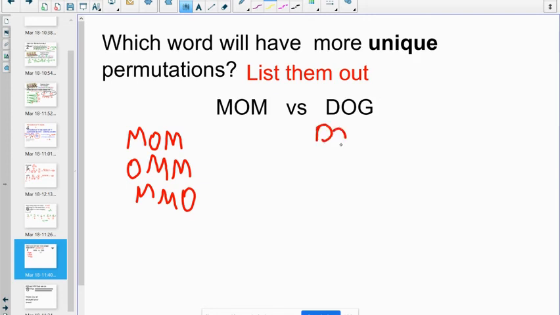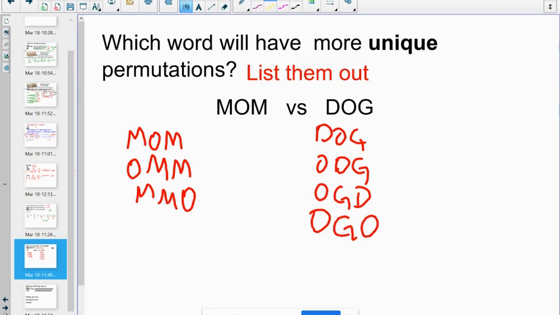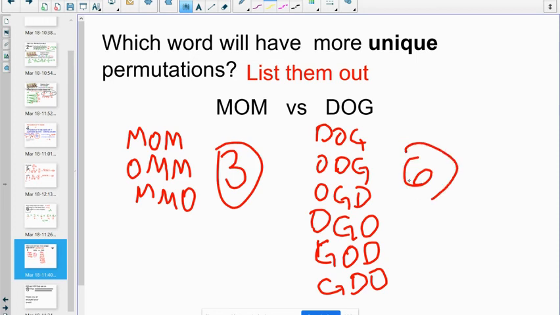Now dog, we can have DOG, ODG, OGD, DGO. Oh, we are already at more than 3. But for that, I'm just going to keep going. Could have GOD, GDO. Looks like, yep, just there. So there's 3 options for mom, 6 for dog. So we know that dog has more unique permutations. And again, we'll go more into this. This is just going to help get it in your mind for when we eventually do it.